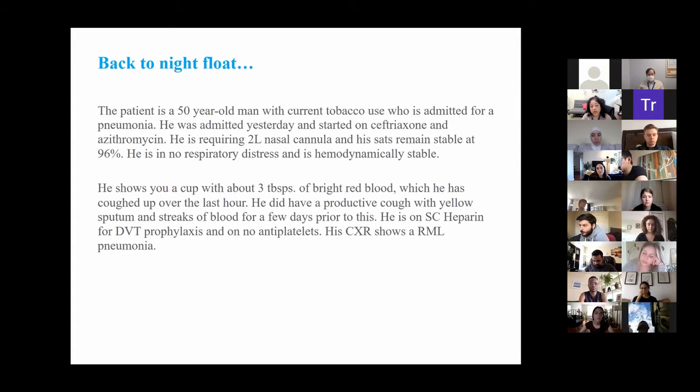He does show you a cup with about 3 tablespoons of bright red blood, which he's coughed up over the last hour. He had a productive cough with yellow sputum and streaks of blood for a few days before all this started. And he's on sub-Q heparin for DVT prophylaxis, not on any antiplatelets. His chest x-ray from admission shows a right middle lobe pneumonia.